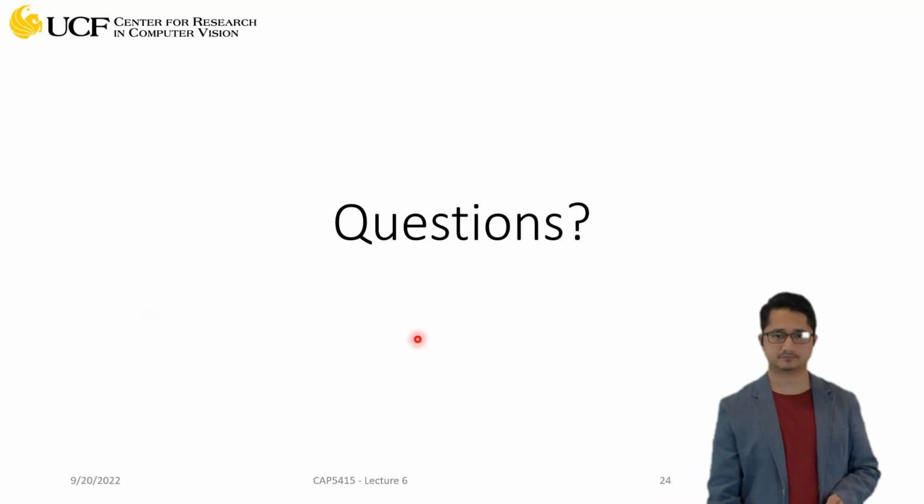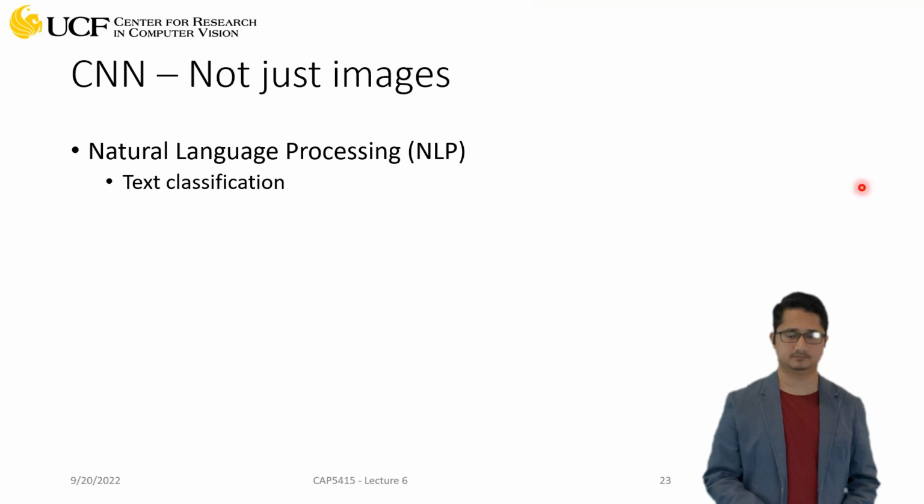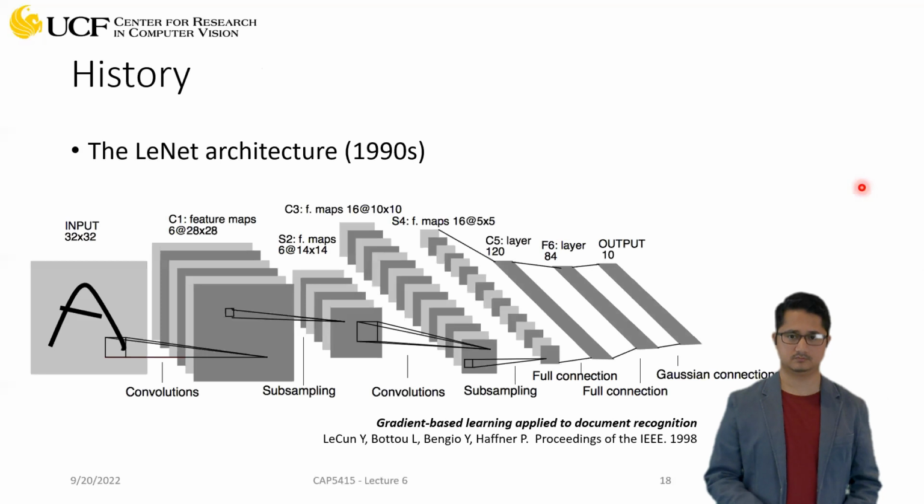I have a quick question about LeNet. Yes, please go ahead. I noticed the last parameter said Gaussian connections. Could you explain what that means?